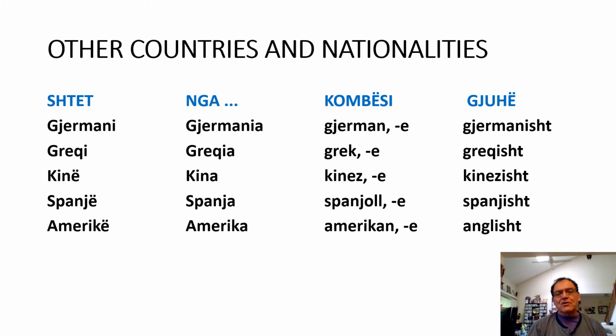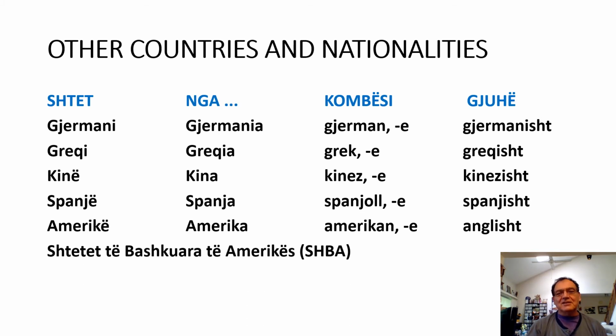However, we use this form only when we talk. If you want to be a little more formal, or you're writing, then in that case you have to use the official name of the United States, which is the United States of America. And in that case, you would need to say Shtetet e Bashkuara te Amerikas. Shtetet e Bashkuara te Amerikas.